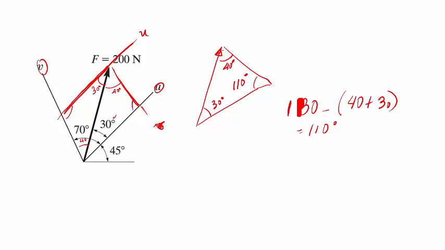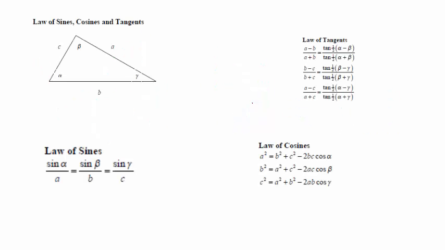Now remember, this here is F, and then this would be the projection of F, V, and this would be F, U. Okay? So we have a triangle that's not a right triangle, so we have to use a few of the rules. We'll use the law of sines and cosines. The law of tangents is here, but we really don't use it much. The law of sines and cosines are the ones that we'll use the most.